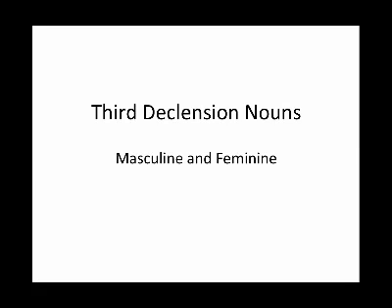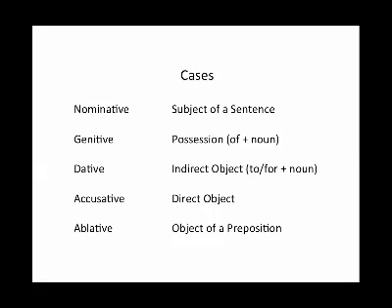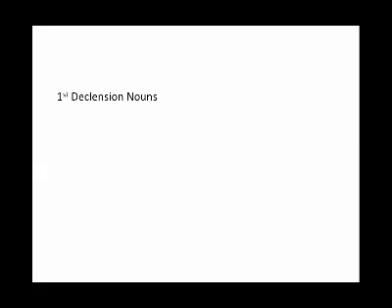Today we're going to learn about masculine and feminine nouns of the third declension. But before we do that, let's go back and look at our cases. Remember, when we decline, we put the word into all of these cases, and the nominative is used for the subject, the genitive, possession, the dative, the indirect object, the accusative, the direct object, and the ablative, the object of a preposition, or other ablative constructions that we've learned, such as the ablative of place where.